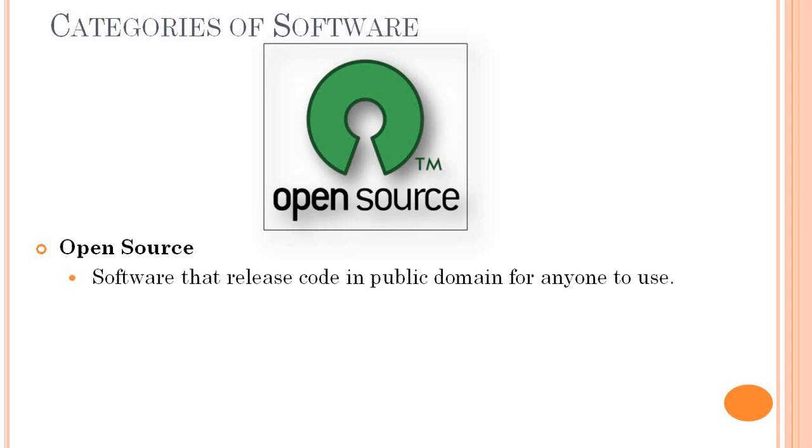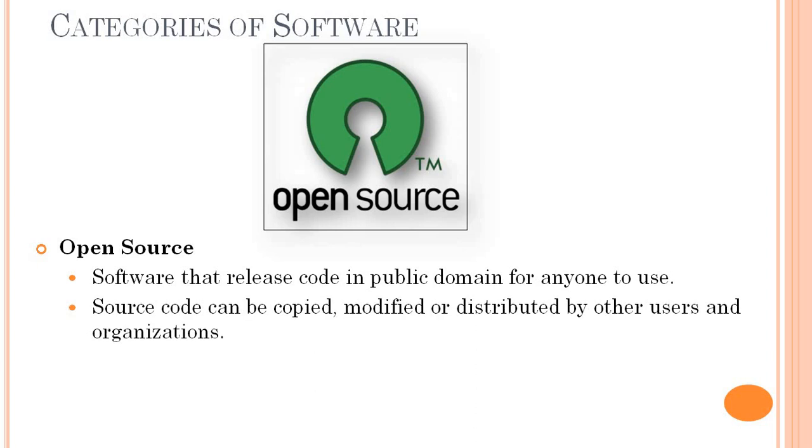Software that releases code in public domain for everyone to use is open source. So the code is available for everyone. You can go to the internet, you can go to that particular website and download the code. Source code can be copied, modified, or distributed by other users and organizations. So the code can be copied, can be distributed, and you can change the code also.